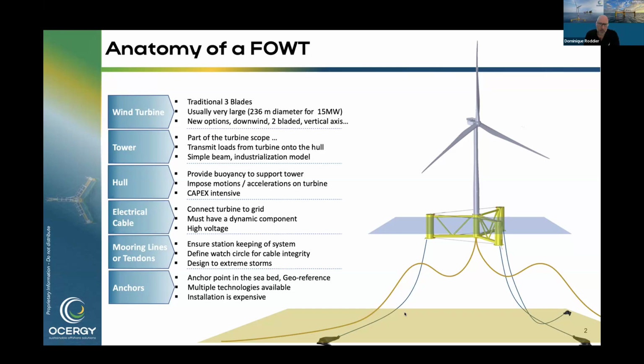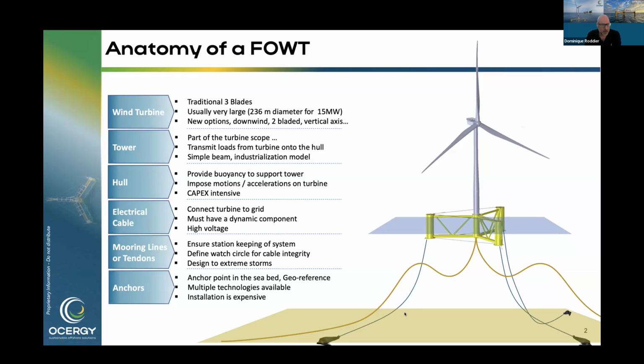Then we need to transmit the electricity to shore. This is the cable that you see in brown. So the electricity comes from shore to the platform and then to the next platform. Because it's floating, we have a catenary, so it has to take the displacement of the platform. It's the dynamic cable. We use those in oil and gas quite a bit, so there's proven technology there.